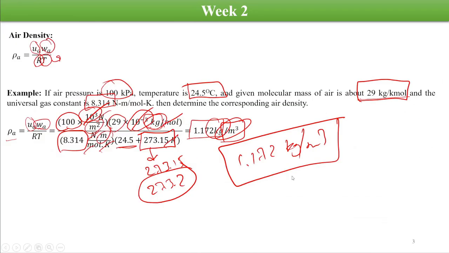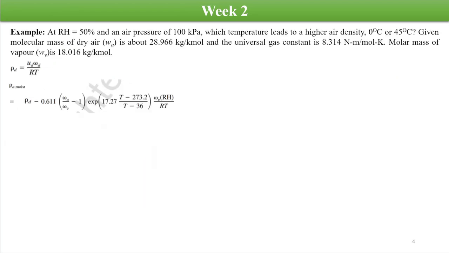This formula for the air density is good for conditions when relative humidity is zero, or in the dry condition. So this formula can be used to calculate the air density in the dry condition, where the RH value is zero. But when there is relative humidity in the air, we need a modified formula to obtain the moist air density.